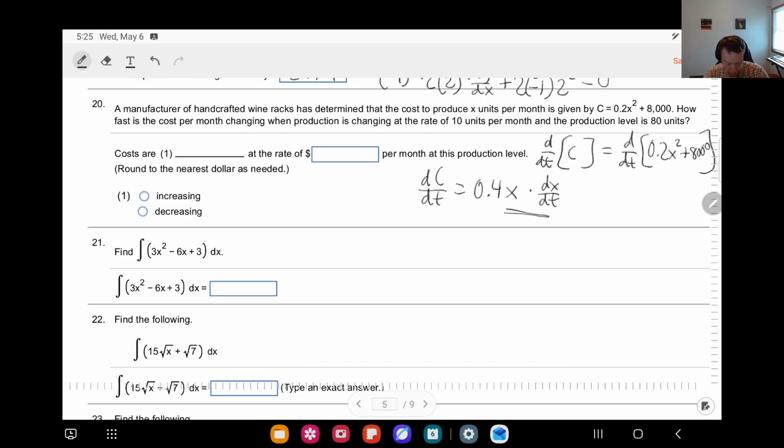Well, for these parts, we're told specifically we're concerned about when the production level, x, is 80 units, and when the rate of production, dx/dt, is 10 units per month. So we just fill in those details. Right, so when production level is 80 units and production is changing at a rate of 10 per month, right?